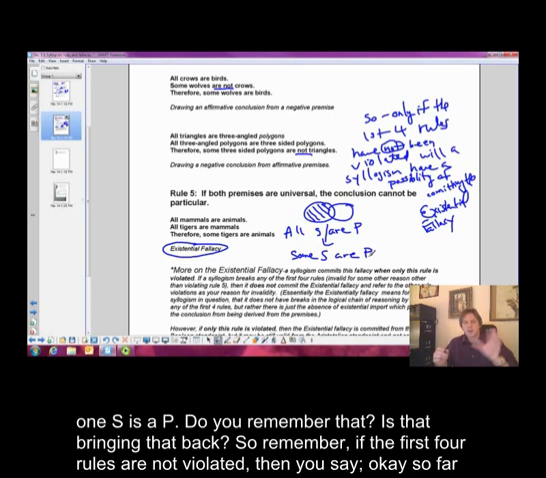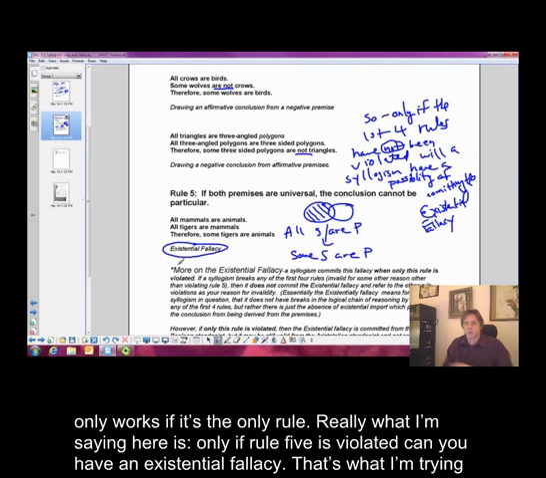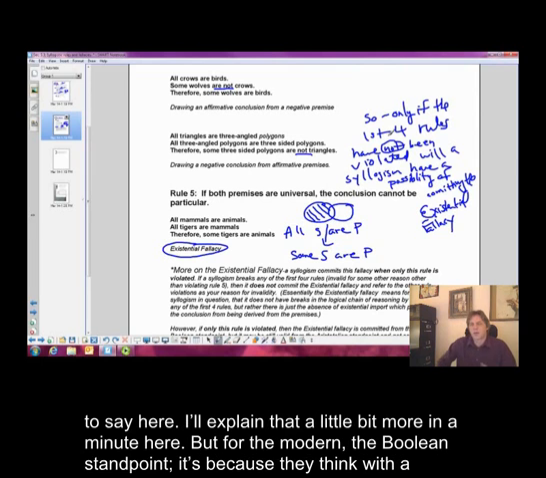So remember, if the first four rules are not violated, then you say, okay, so far so good, but because everything is fine with the first four, there is the possibility the existential fallacy can be committed. And I'll explain why, it only works if it's the only rule. Really what I'm saying here is only if Rule 5 is violated can you have an existential fallacy. That's what I'm trying to say here. I'll explain that a little bit more in a minute.